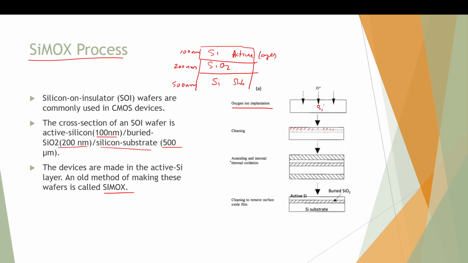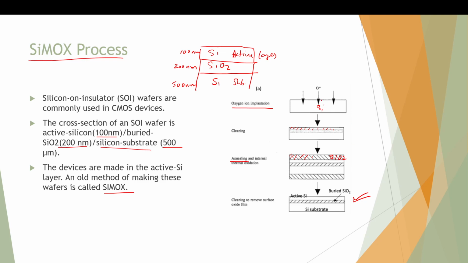Now to reduce the defects, we do annealing, and so basically we bake the wafer at a higher temperature that results in annealing and internal thermal oxidation. Because of this, we get well-defined layers in the stack, and there is also an additional oxide layer on top. So this is again SiO2. So this is the oxide that we don't require. So then we again clean it to remove the surface oxide film. So that is the general idea. So finally we have gotten the stack that we wanted to start with. Okay. So this is the general process.